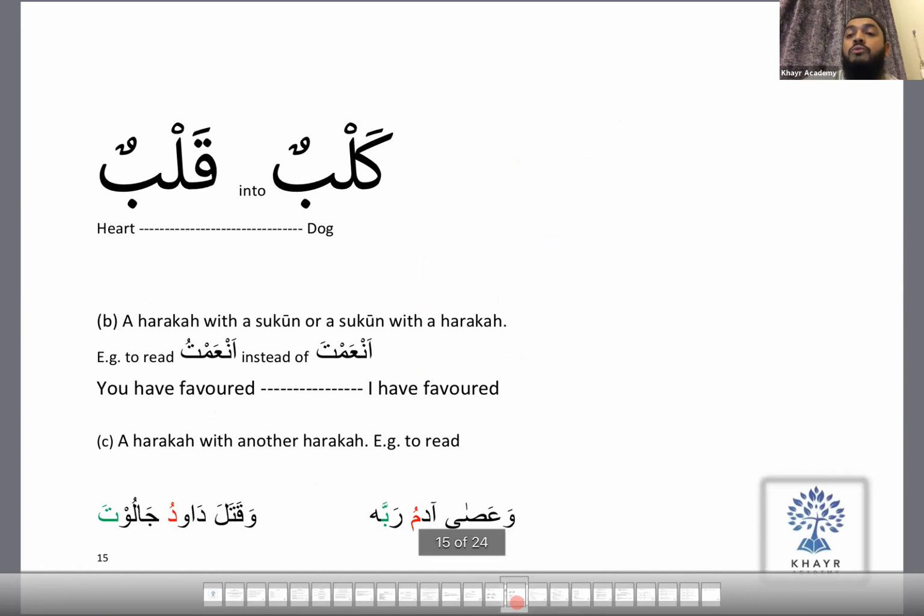I'm sure everyone remembers this. The letter kaf is a full mouth letter. This is full mouth and this is empty mouth. If we don't make it full mouth and we read the empty mouth, what happens? Heart becomes dog. Kalb. When Allah talks about the heart of a believer, if we don't say the word heart with the full mouth, it becomes the dog of a believer.